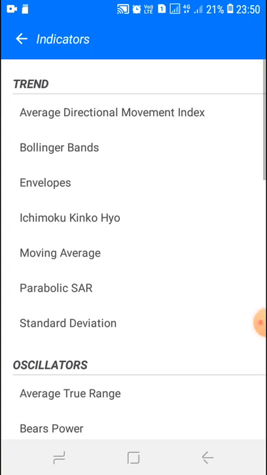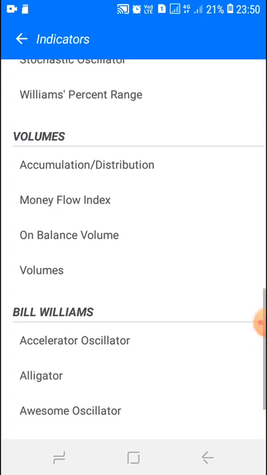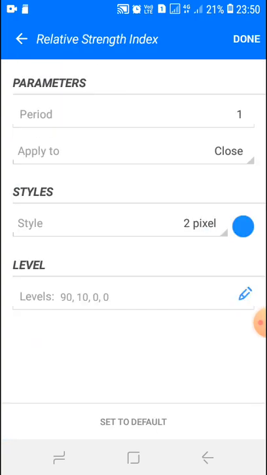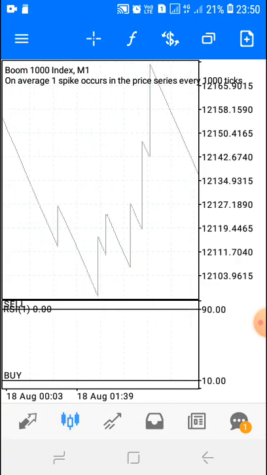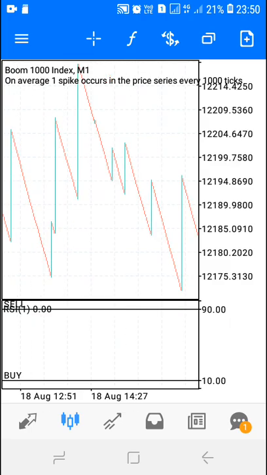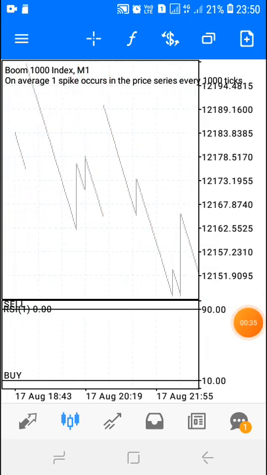So the first indicator we're gonna need for this strategy is our RSI. Now you need to make sure the parameters are like this. The period should be 1, apply to close, styles 2 pixel blue, levels 90, 10, 0, 0, okay? So your chart is supposed to look like this when you're done adding the RSI, okay?